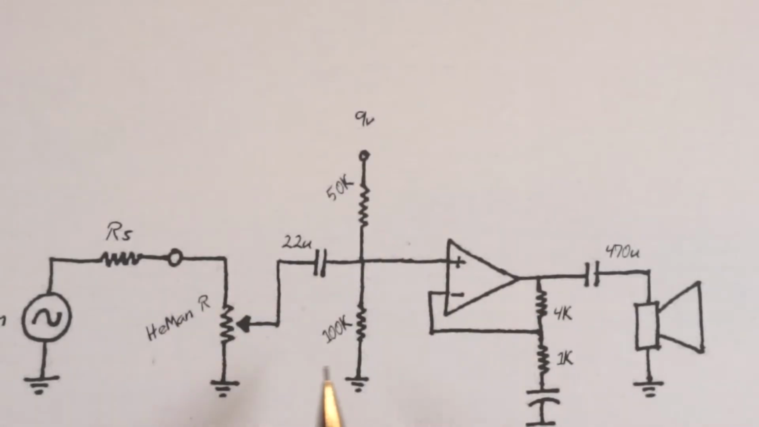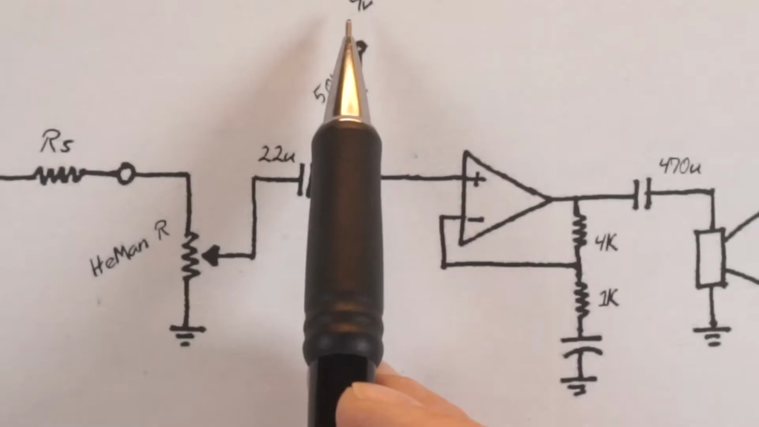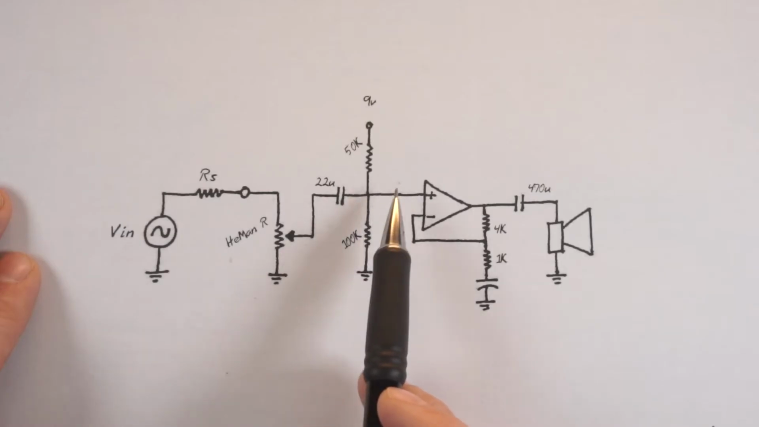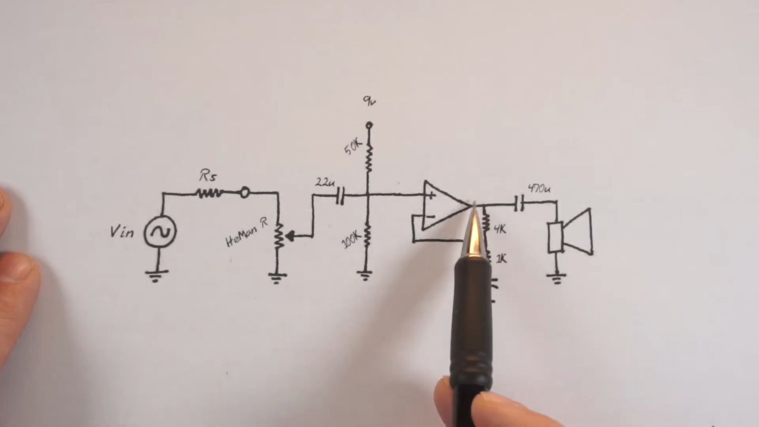I'm going to power He-Man from a 9-volt battery. So I set the voltage right here to around 6 volts, a point that when going through the real amplifier will make this around half 9 volts-ish.